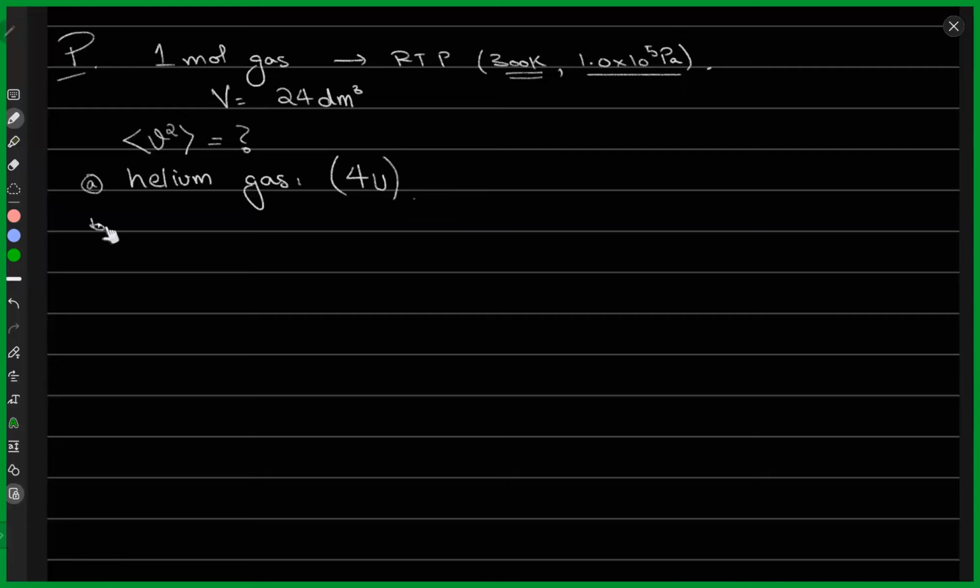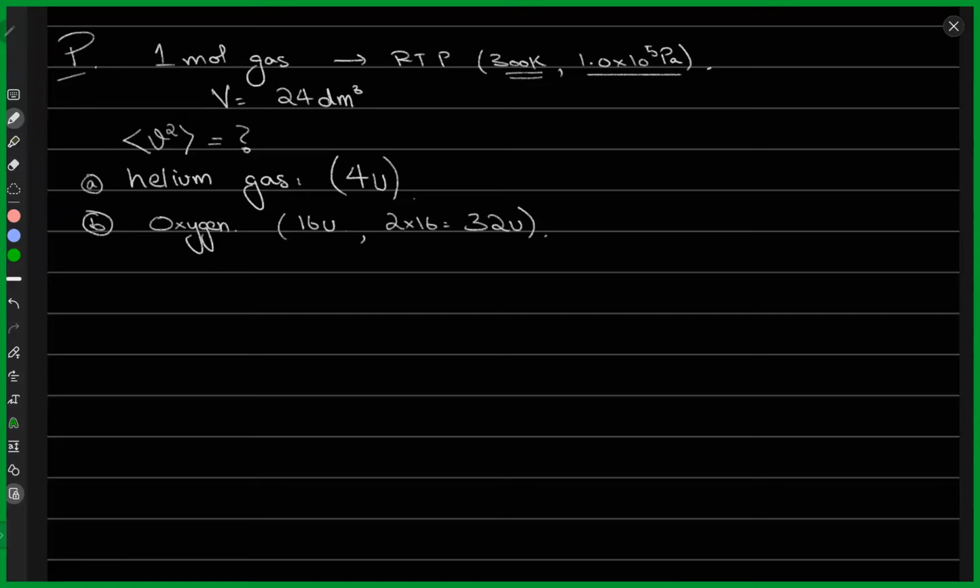And then let's do it for oxygen. But you have to remember here that oxygen is a molecule. And so the atomic mass of an oxygen atom is 16U. So I need the molecular mass of oxygen. So that would be 2 times 16, so that's 32U. So that's the problem.